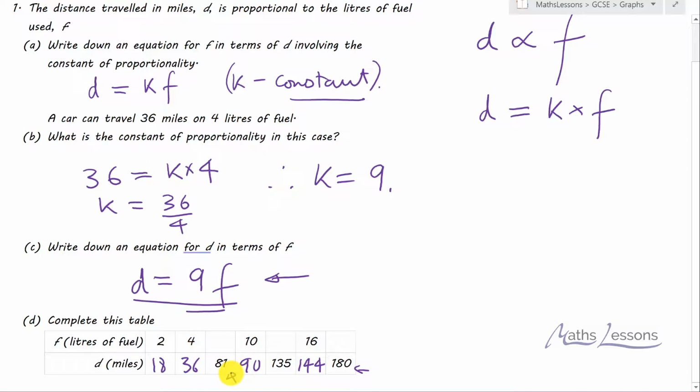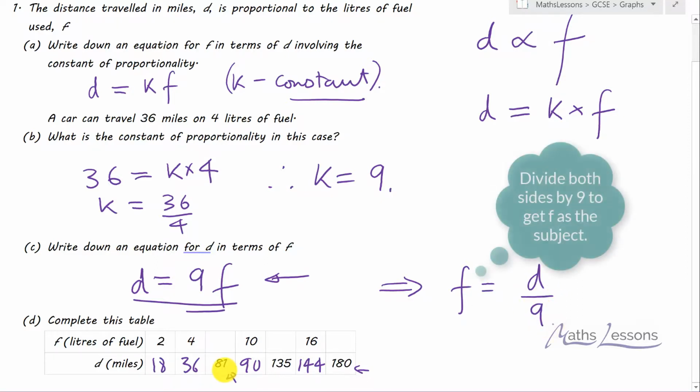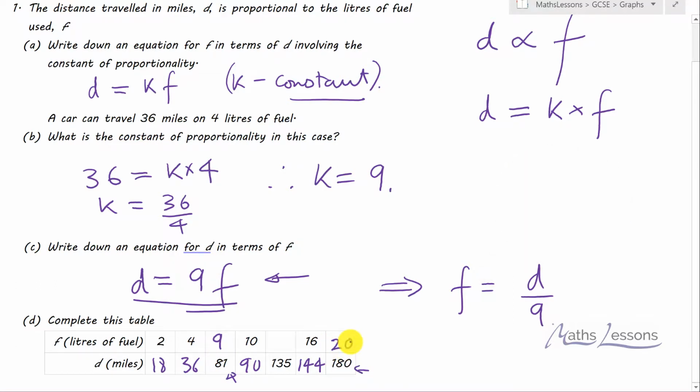So we could rearrange our formula. F will equal d divided by 9 if we divide both sides by 9. So 81 divided by 9 gives us 9. 180 divided by 9 gives us 20. And I've missed that 135. 9 goes into 13 once, so you've got 4 left over. So that gives you 45 divided by 9, which gives you 15 altogether. And this is how we do direct proportion questions.